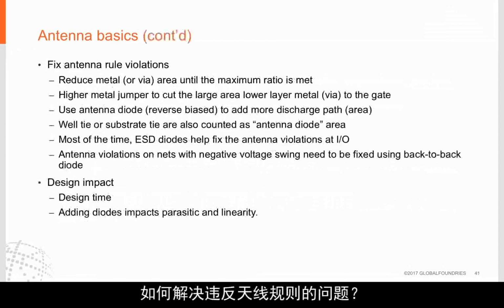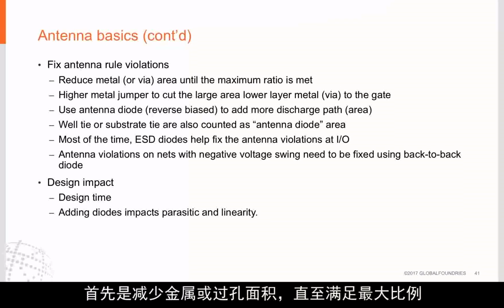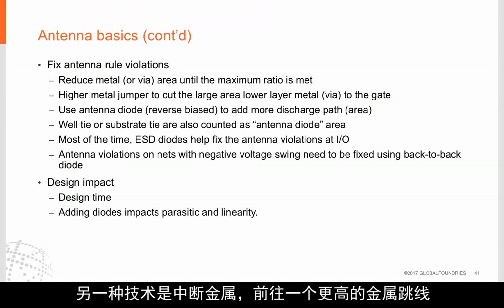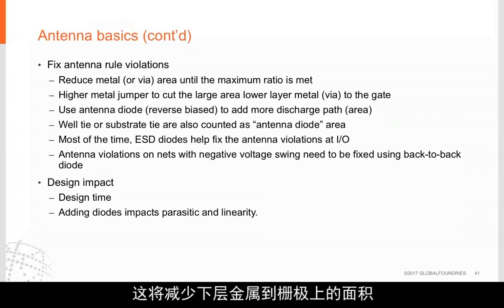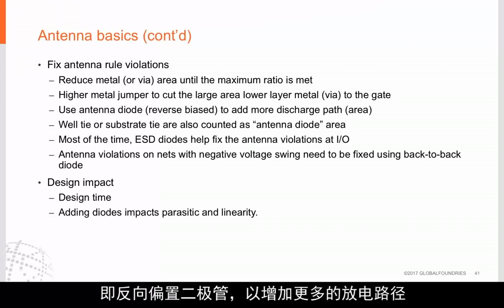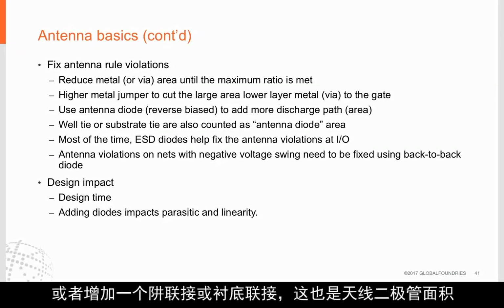How to fix the antenna rule violations? There are a few techniques. The first is to reduce the metal or via area until the maximum ratio is met. Another technique is to break the metal and go to a higher metal jumper, which will reduce the large area over the lower layer metal to the gate. The third technique is to use an antenna diode, which is a reverse bias diode, to add more discharge path. Or you can add a well tie or substrate tie, which is also the antenna diode area.